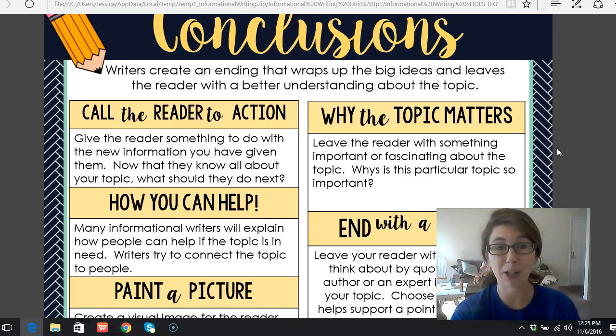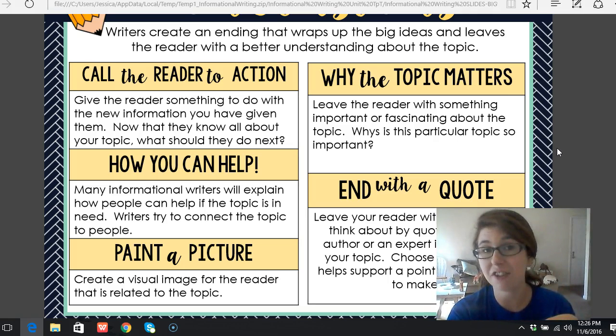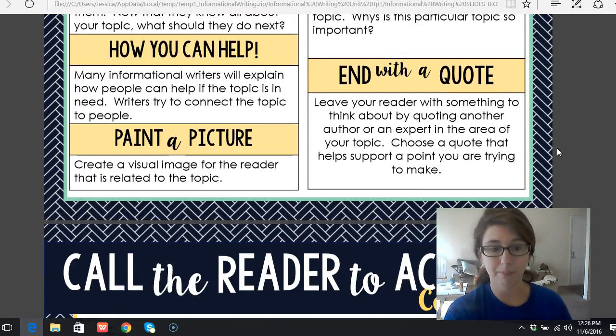Okay, so now we're talking about conclusions in informational writing. So here are the different ways that you can conclude your writing. Call the reader to action, how can you help, paint a picture, why the topic matters, and end with a quote. So right here, there's only 1, 2, 3, 4, 5 different ways. Your job will be to list 3 different ways you conclude your informational writing. Let's find out more about each different way.